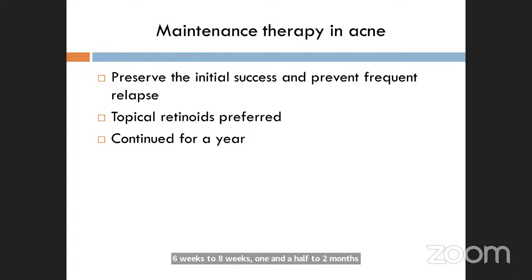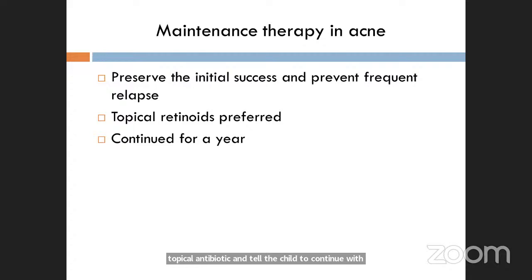And then when you see that lesions still continue, you continue with your topical antibiotic for 2-3 months more. And once the lesions have settled down, you remove your topical antibiotic and tell the child to continue with tretin.